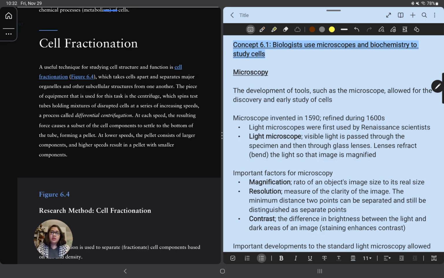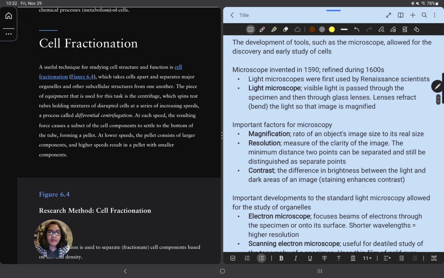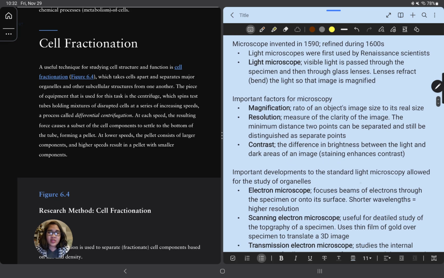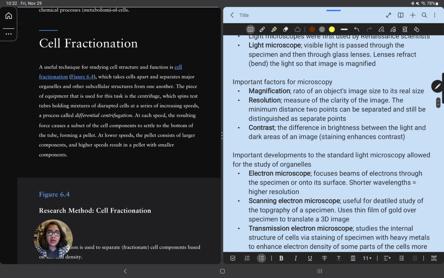Okay, so microscopy. In my notes, I wrote, the development of tools such as the microscope allowed for the discovery and early study of cells. Microscope invented in 1590, refined during the 1600s. Light microscopes were first used by Renaissance scientists. The light microscope works when visible light is passed through the specimen and then through a glass lens. Lenses refract, bend the light, so the image is magnified.